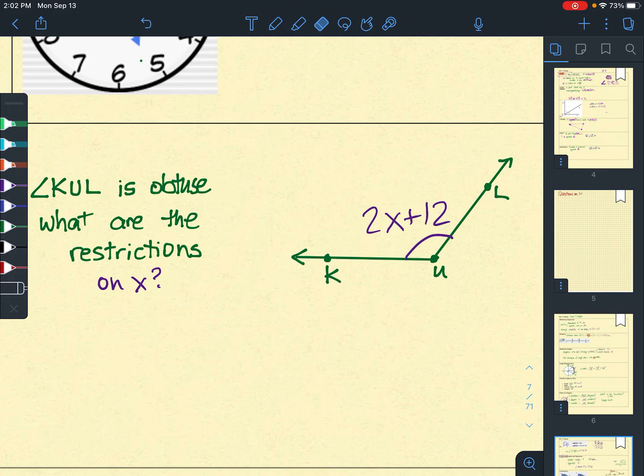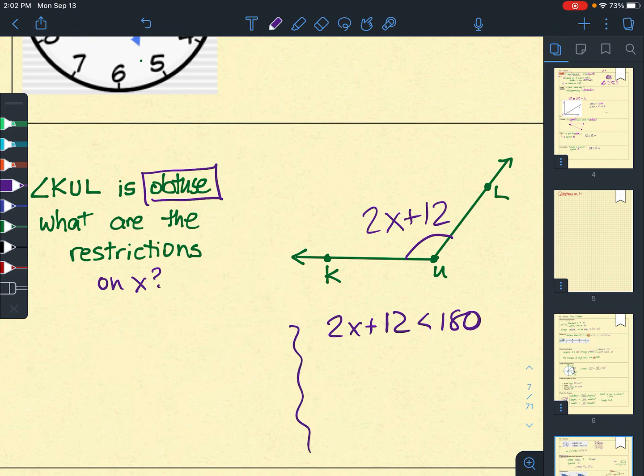Can x be any number it wants? Well, here's a hint. What do we know about obtuse angles? It's got to be above 90 and less than 180. So I need to do two problems. One problem: 2x plus 12 is less than 180. The other problem is that 90 is less than 2x plus 12.